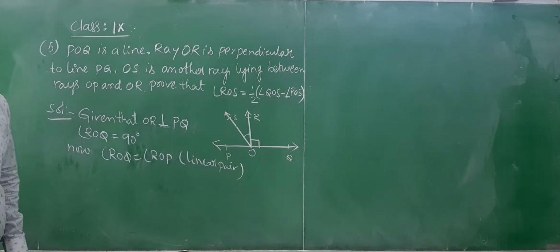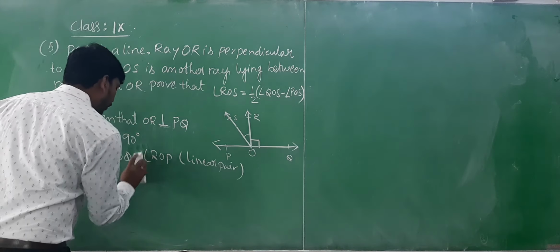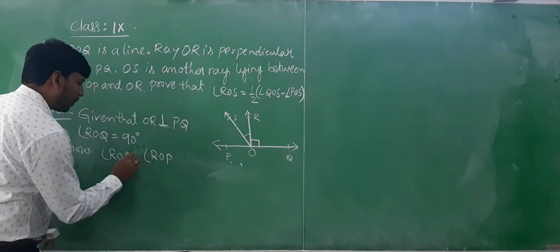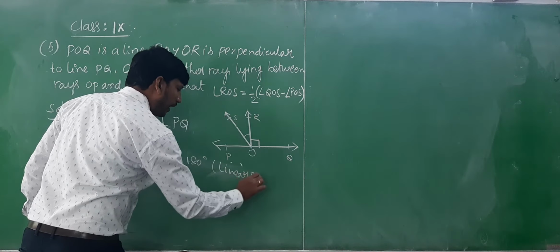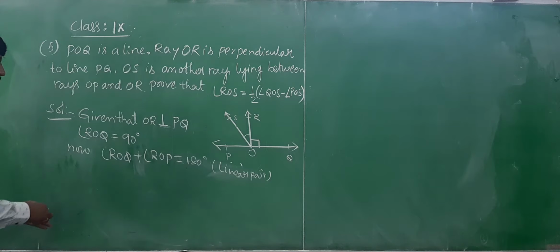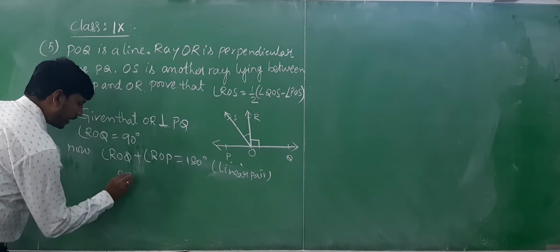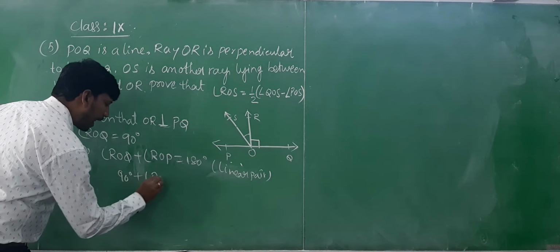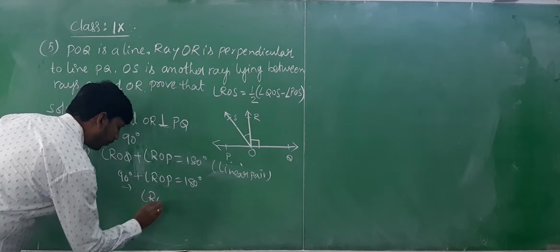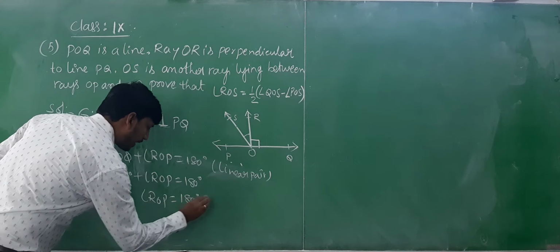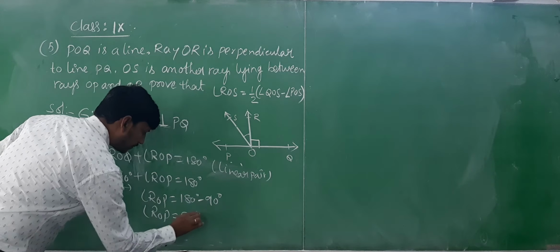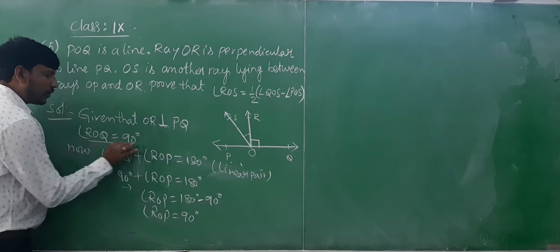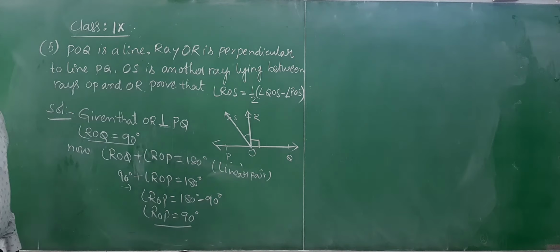Here ROQ plus ROP is equal to 180 degrees. It is a linear pair. ROQ is given as 90 degrees. So 90 degrees plus angle ROP is equal to 180. Then by transposing, ROP is equal to 180 degrees minus 90. Therefore, ROP is equal to 90 degrees. So ROQ we got 90, and ROP also 90 degrees.